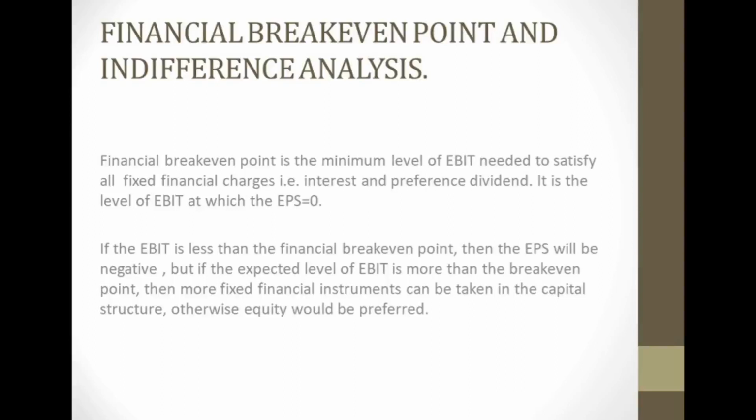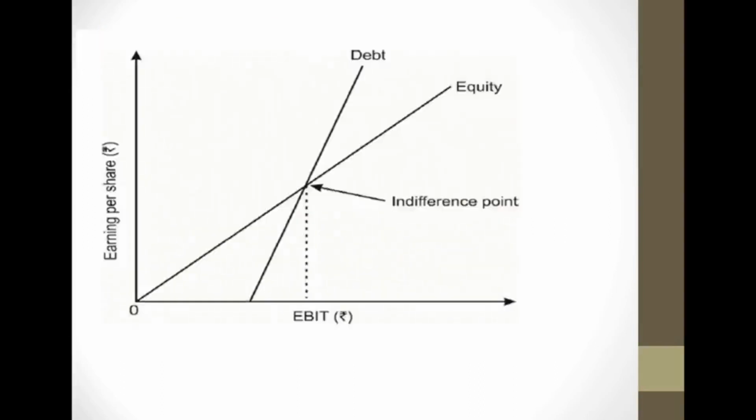Okay, so that is nothing but financial break-even point, whereas indifference point is the point at which two alternatives have the same EPS, that is, two plans or two structures have the same EPS. That is the indifference point. Okay, so now let us solve some problems on the indifference point.